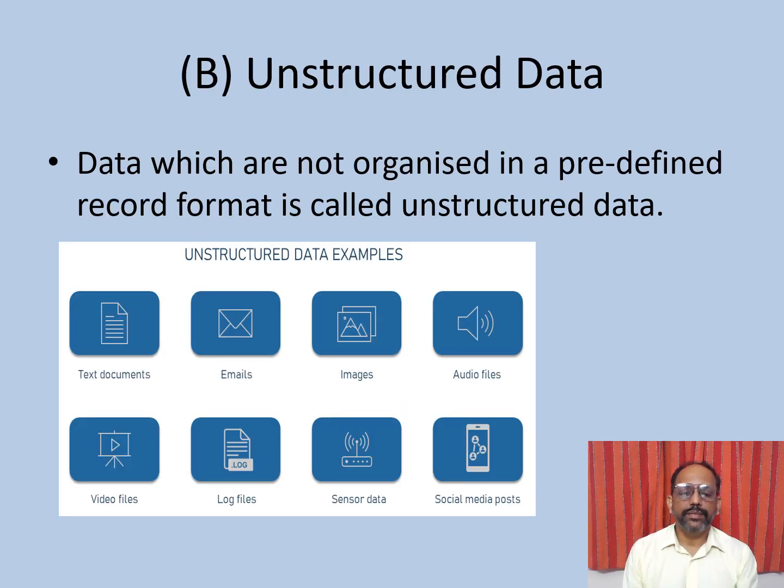The second type of data after the structured data is unstructured data. What is unstructured data? The name itself is telling that it is not well structured. Therefore, it is unstructured data. The data which are not organized in a predefined record format is called unstructured data. Please underline this: data not organized in a predefined record format is called unstructured data.